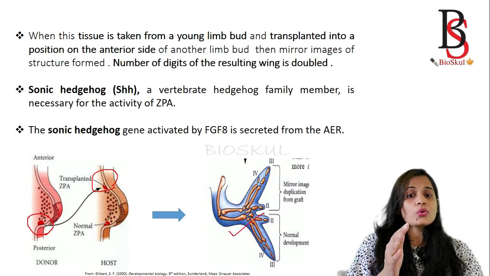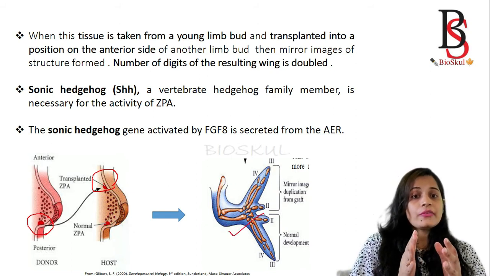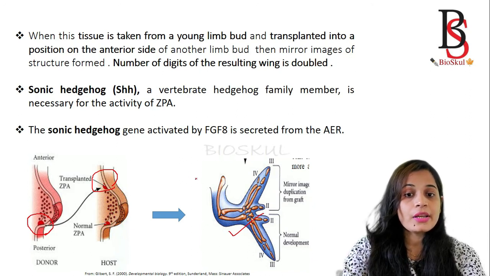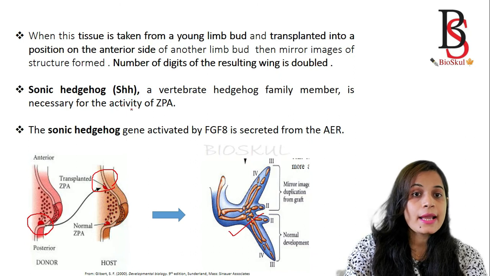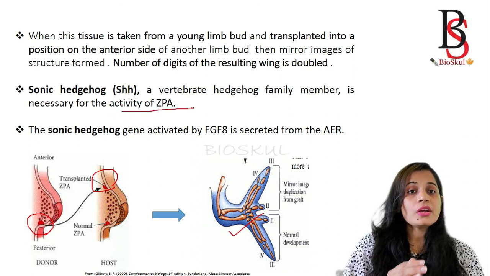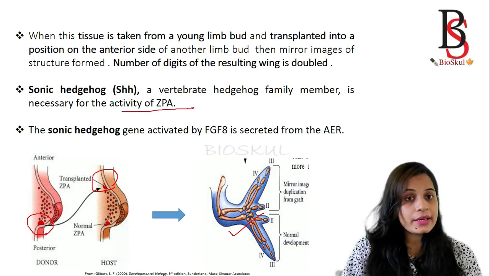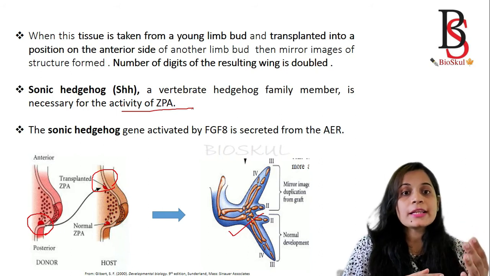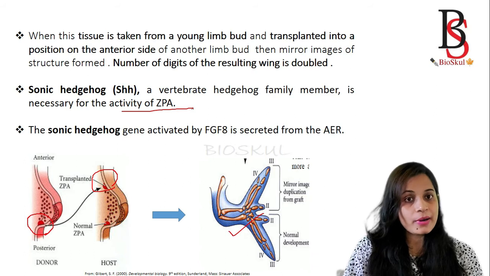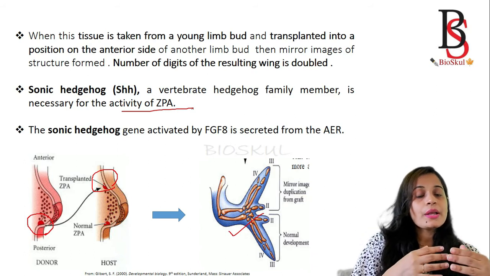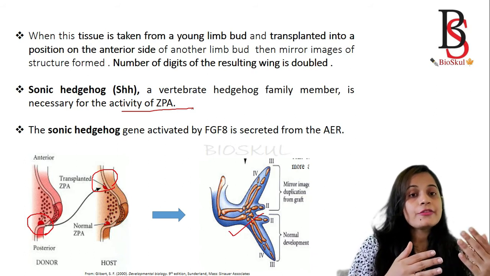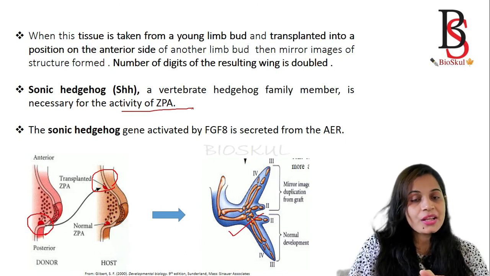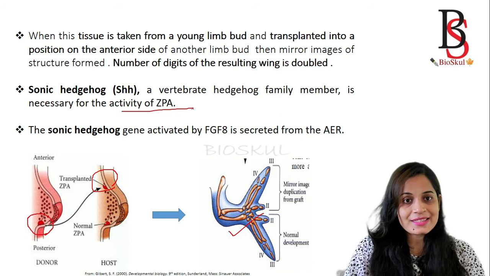Sonic hedgehog, a vertebrate member of the hedgehog family, is necessary for the activity of the zone of polarizing activity. And the sonic hedgehog gene is activated by fibroblast growth factor 8, which is secreted from the apical ectodermal ridge. How FGF8 secreted from the apical ectodermal ridge activates the sonic hedgehog protein, we will see in our upcoming slides.